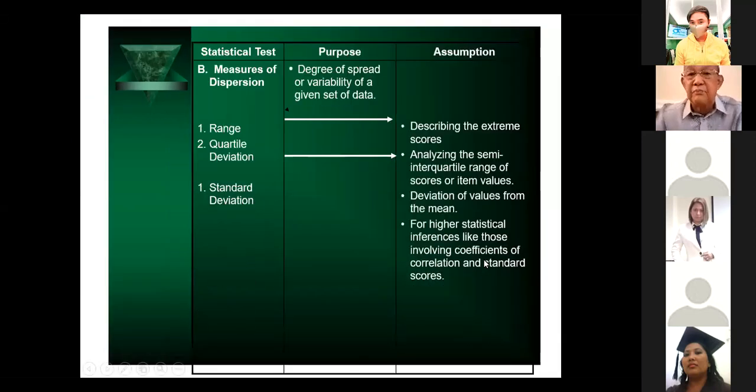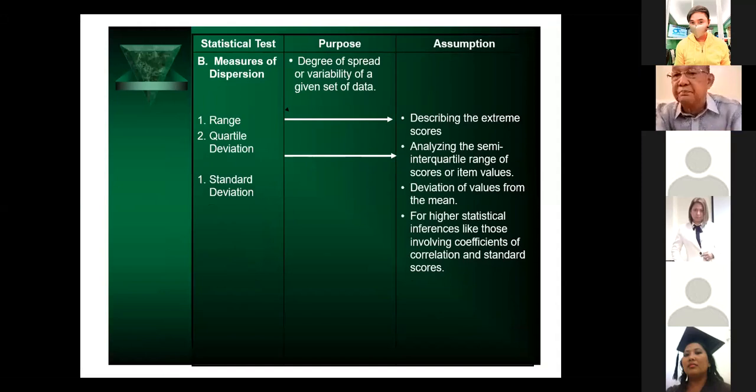Another descriptive test na pwedeng gamitin natin is measures of dispersion. The measure of dispersion is used when the researcher is interested in describing the degree of spread. Parang kabaliktaran ng central tendency. Yung central tendency ang i-describe natin is where the bunching or the central location of the score is. Sa measure of variability, hindi yung central location ang focus, but yung spread. How spread or how dispersed the scores are.